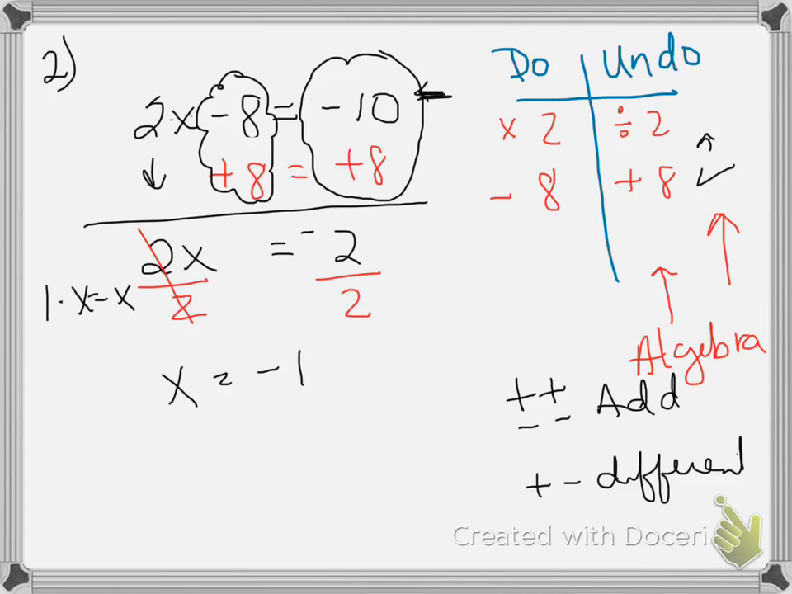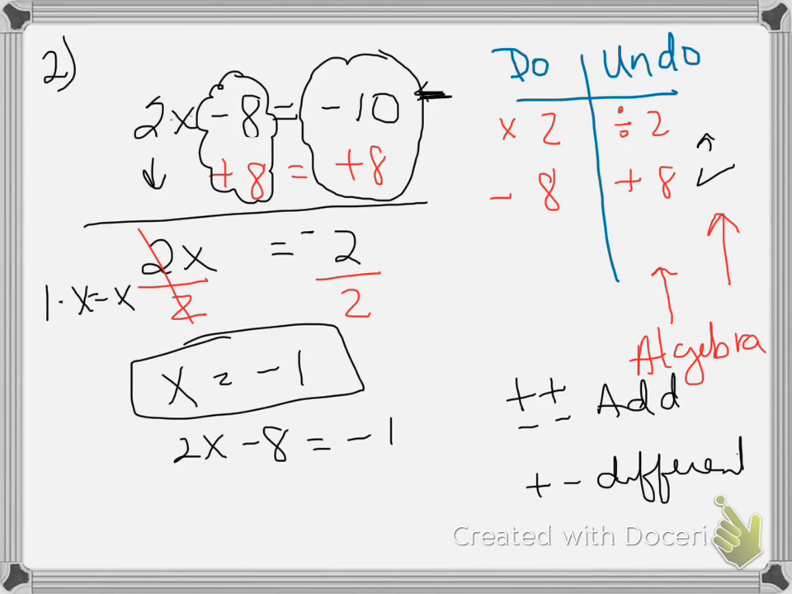Now remember in class we talked about checking your work. We could put a negative 1 in for x. Here was our original problem, and I could put a negative 1 in there for x. If I multiply 2 times negative 1, I get negative 2, and then I have a minus 8. If you do the math, you should get it to equal negative 10, which is exactly what's on the other side. So this is question number 2.